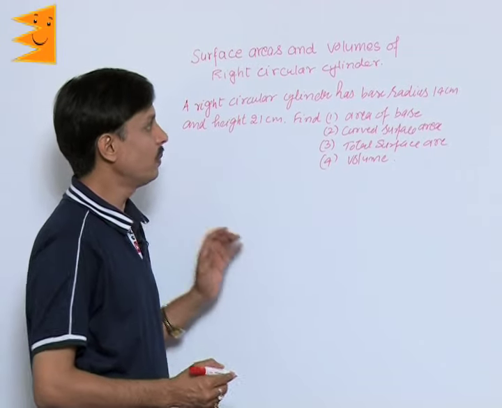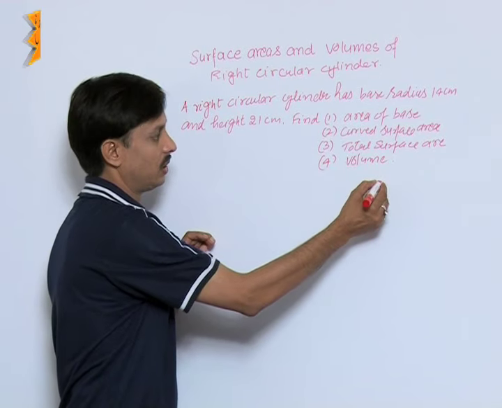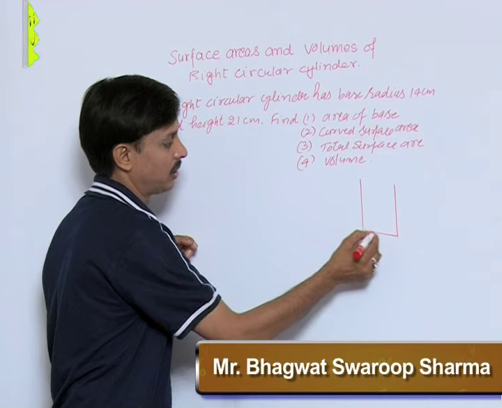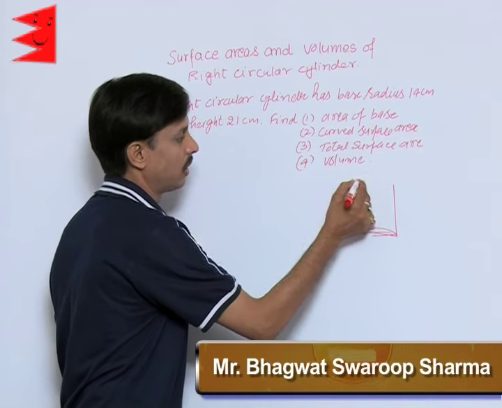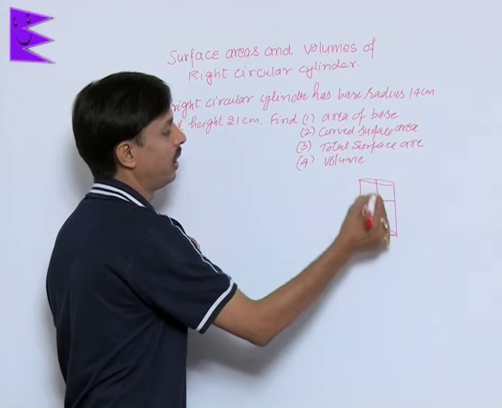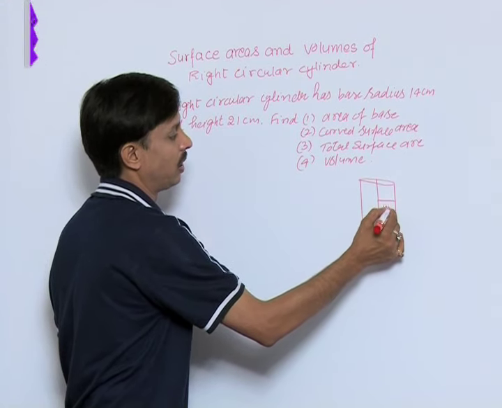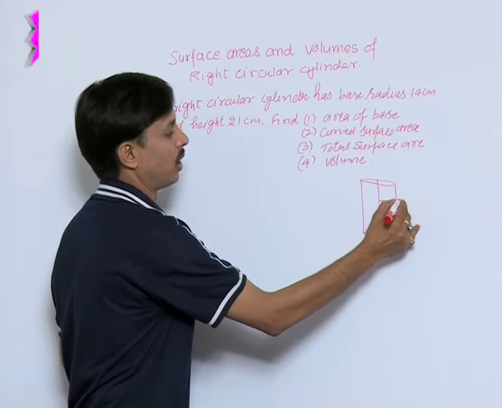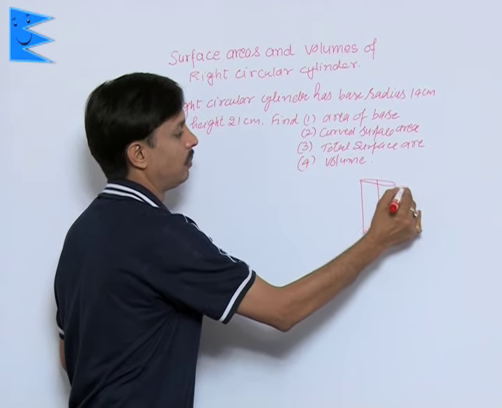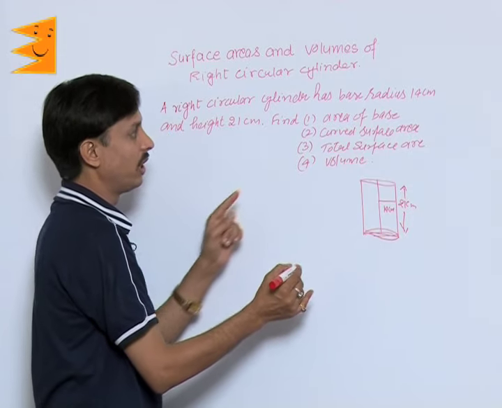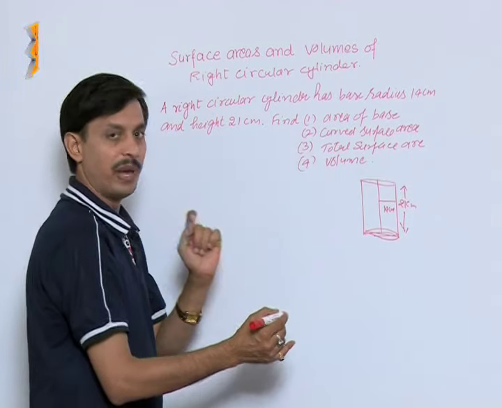If I show you in the figure, there is a cylinder. The cylinder is the shape. Here the radius of this cylinder is given to be 14 centimeter and the height is 21 centimeter. What we need to calculate? We need to calculate area of base.